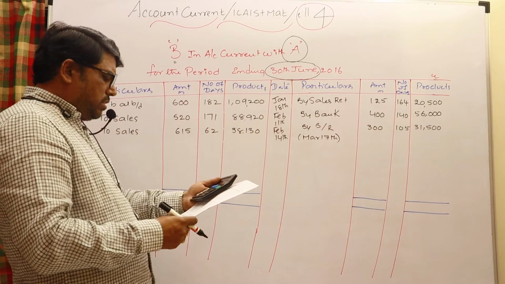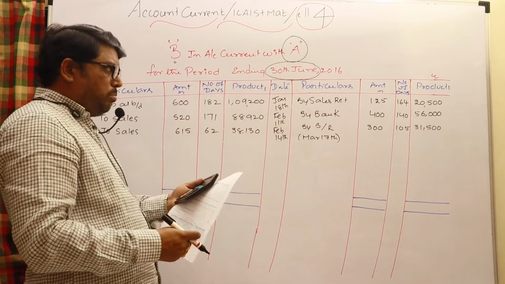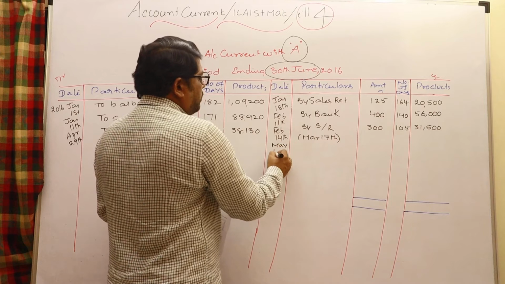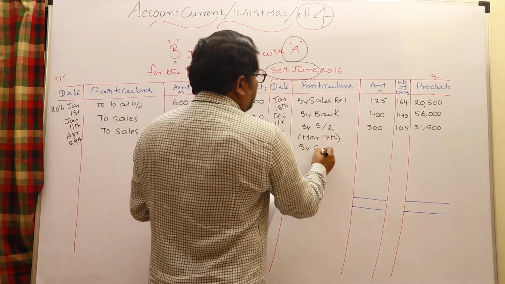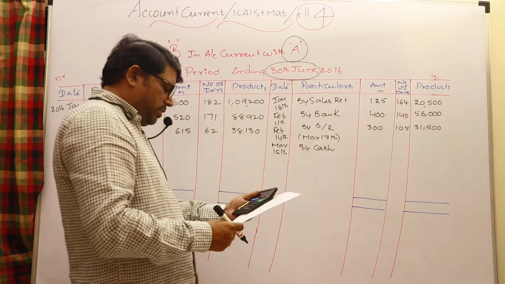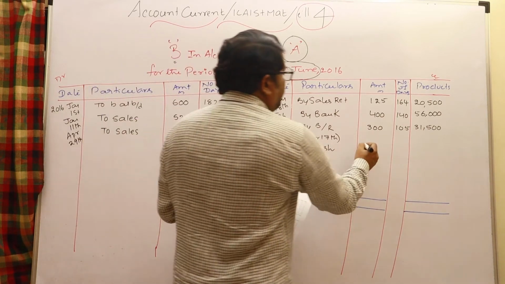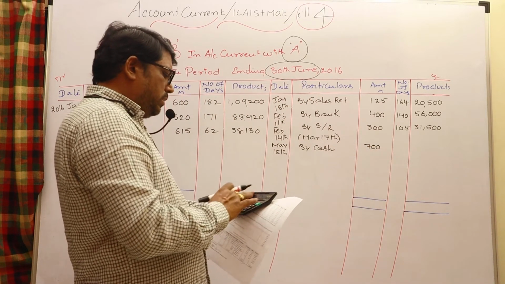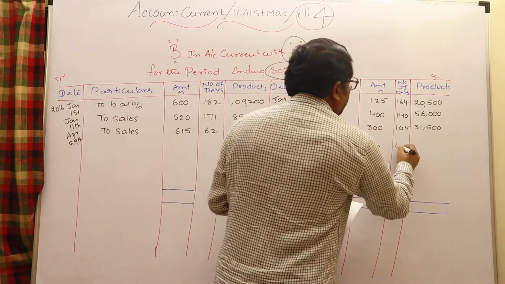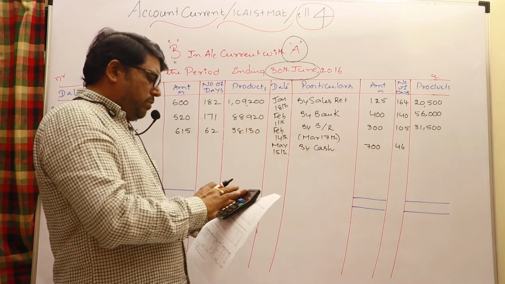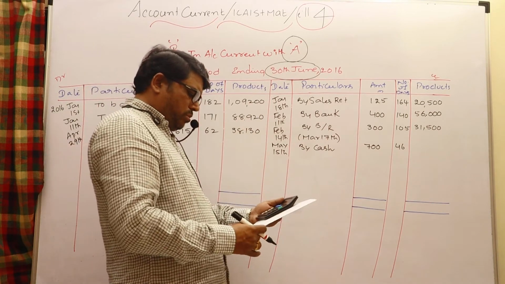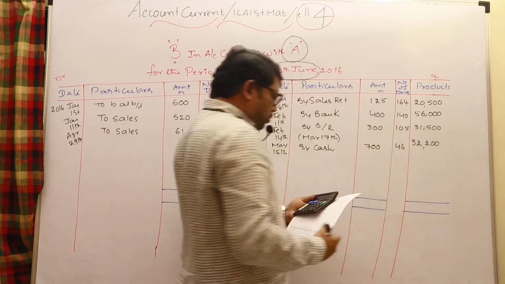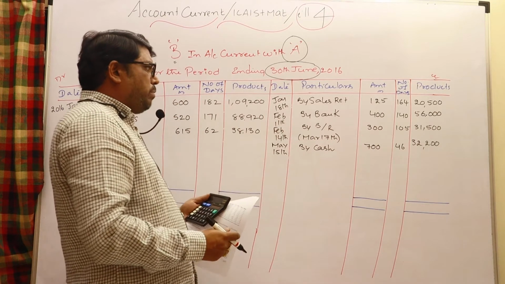Last transaction, May 15th. Received cash from B. Cash account debit to B. In B's account, by cash on May 15th. Amount is 700. Take the number of days: in May 16 days, June 30 days. Total number of days 46. Get the product: 46 into 700. 32,200 is the product.